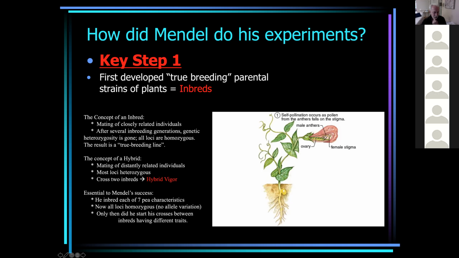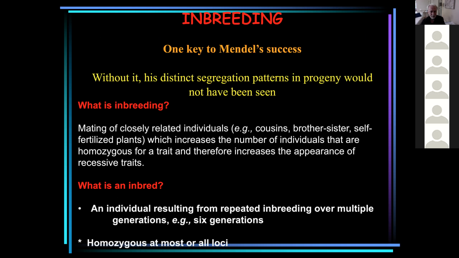In contrast, a hybrid is the mating of distantly related individuals. Most of the loci in a hybrid are heterozygous. Now, essential to Mendel's success, he chose peas as a subject, and he chose 7 different characteristics, which we'll talk about in a minute. And before he started doing any crosses, he did a series of inbreeding generations. This slide is a restatement of what I just said.